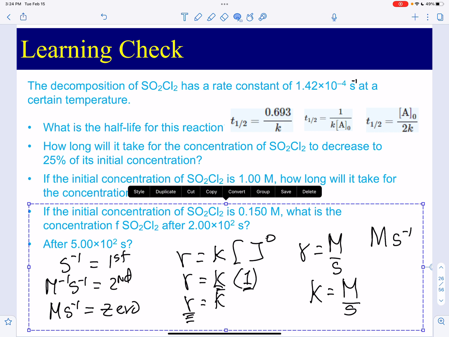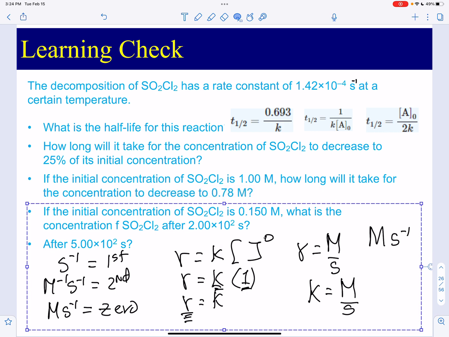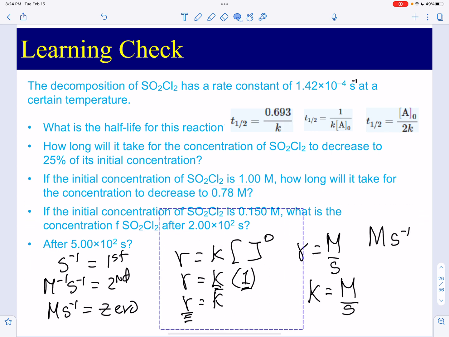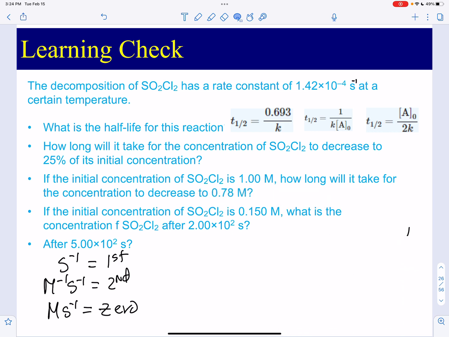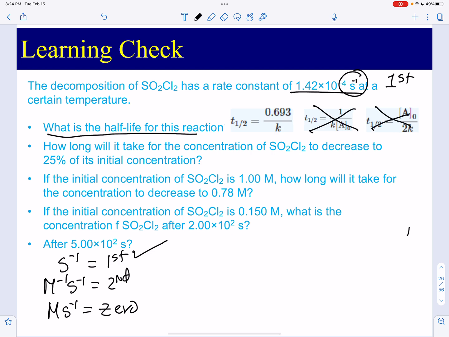And the first question is, what is the half-life for this reaction? It's giving us the K, so we can see that this is first order, because that's what first order looks like. So not that one, not that one. So this is the formula I used to calculate the half-life for a first order reaction.